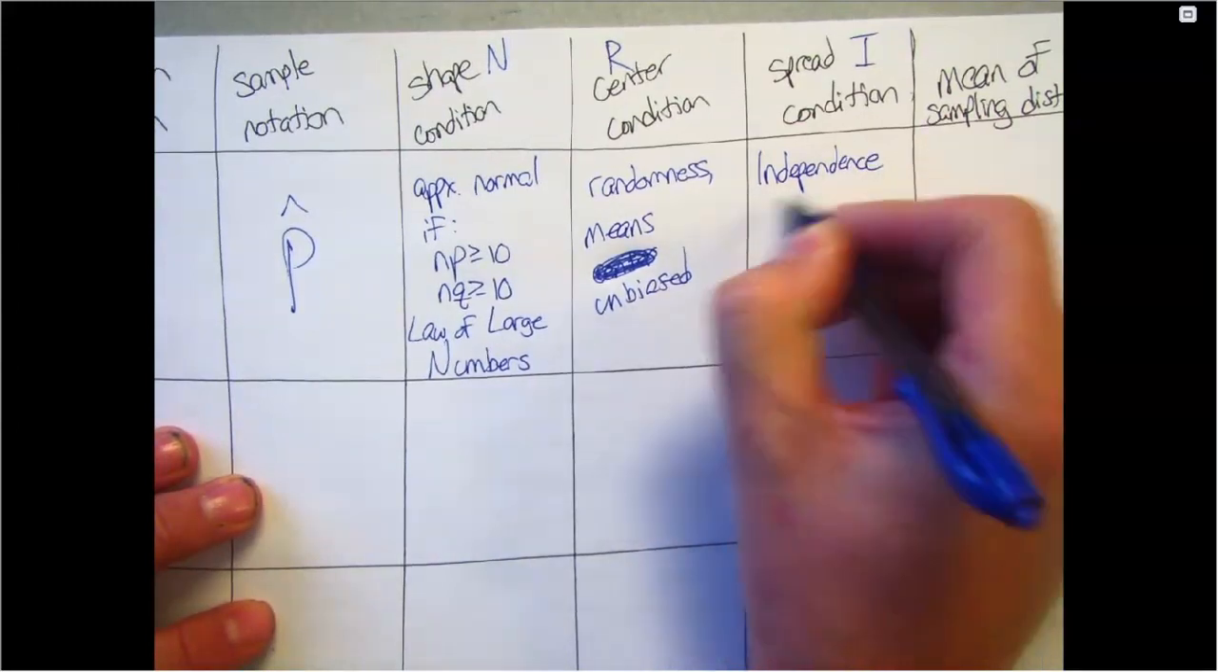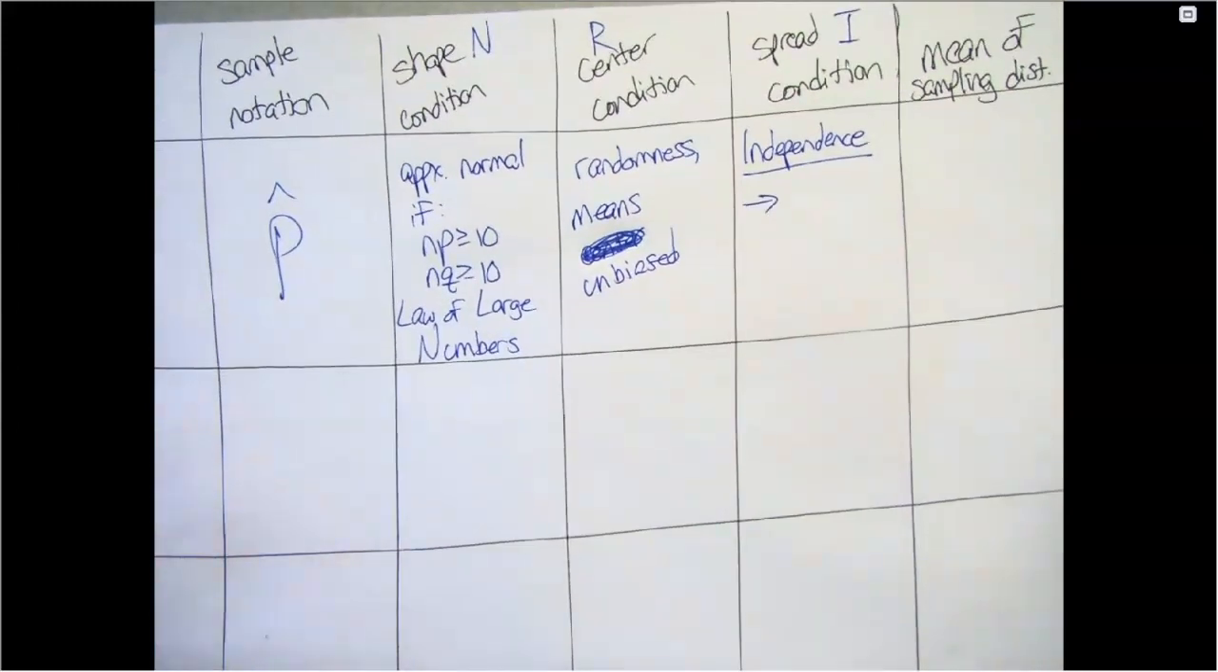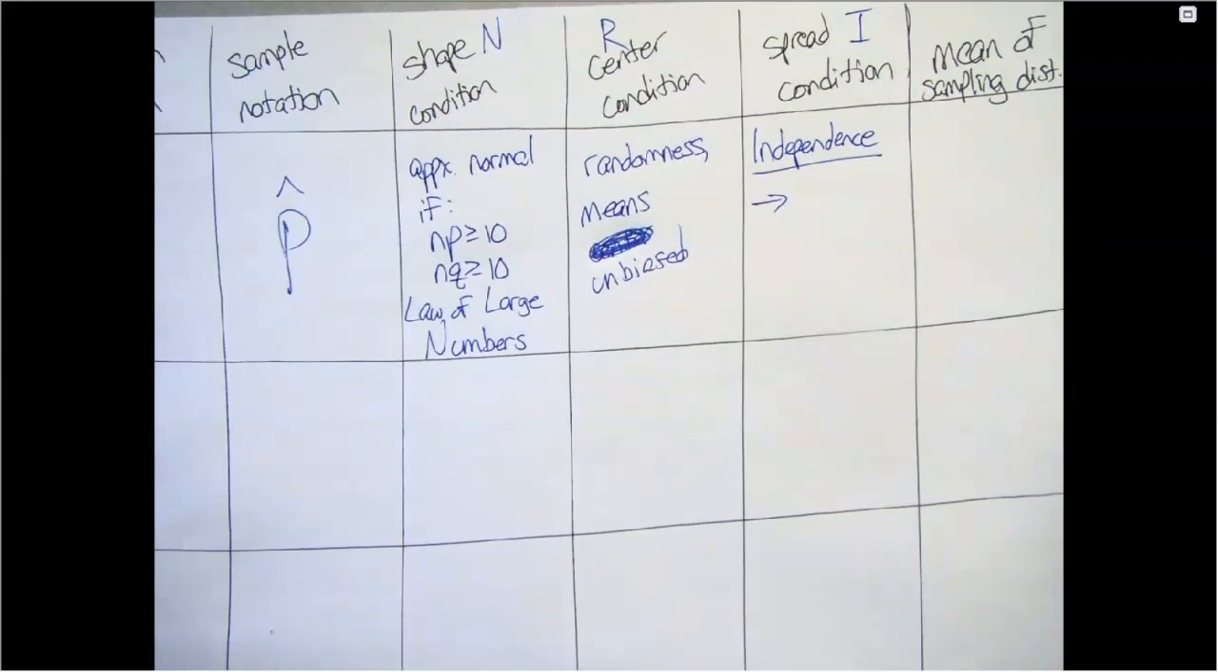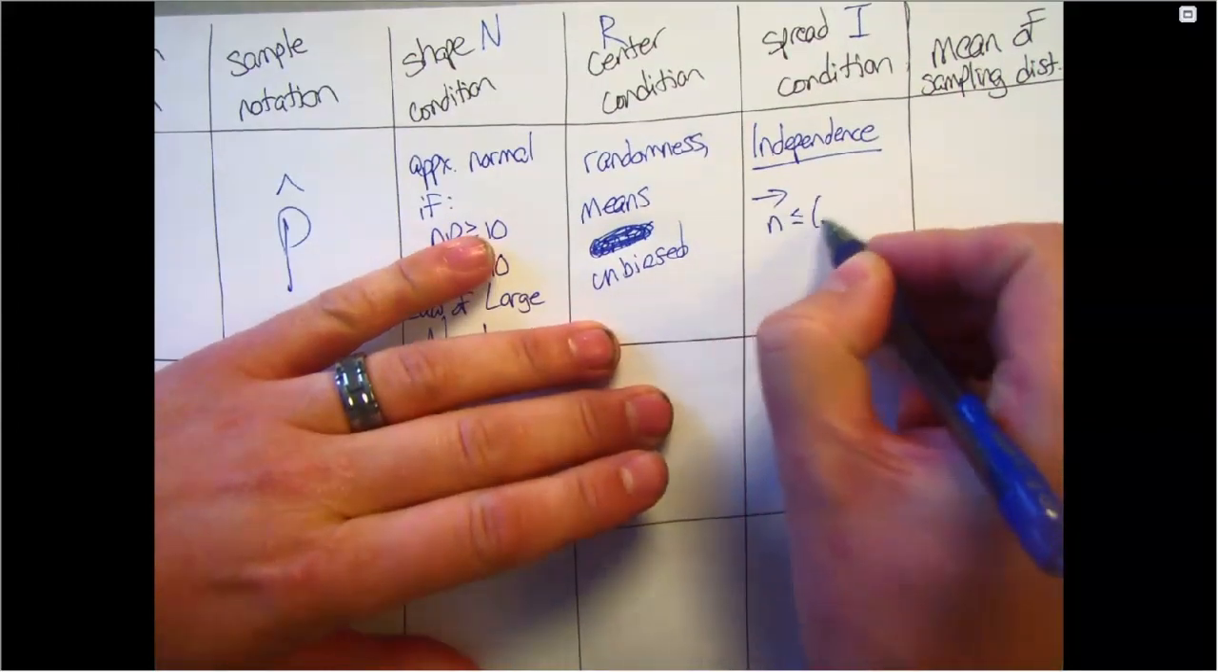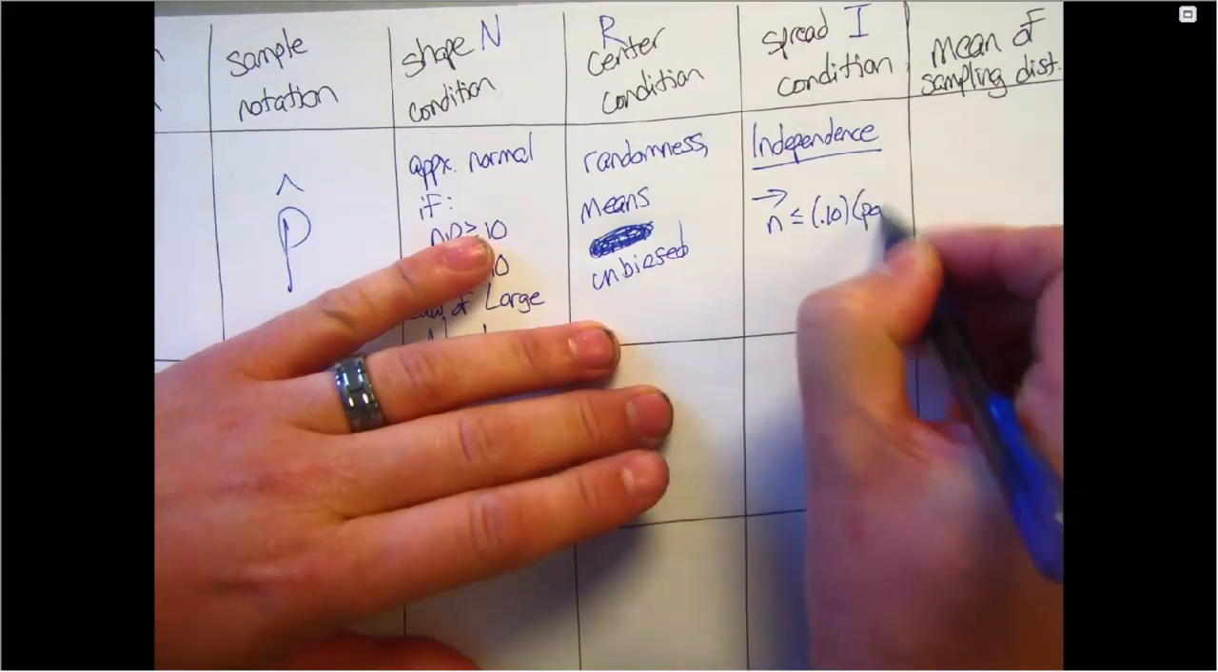And this could look two ways depending on if you are taking a sample or if you're not taking a sample. If you are taking a sample, what Angie was starting to say, your sample needs to be less than or equal to 10% of the population.